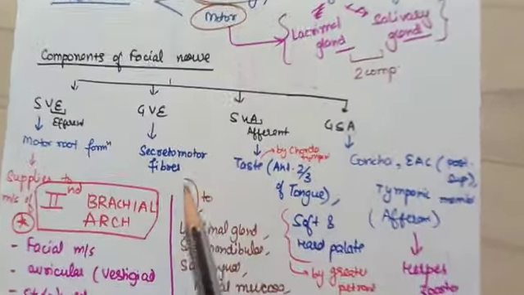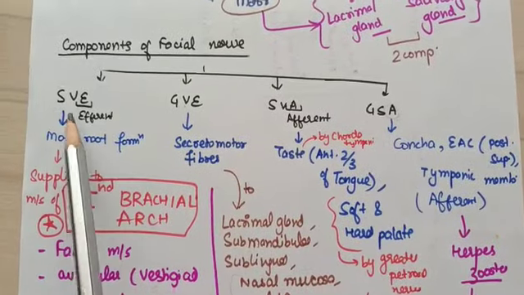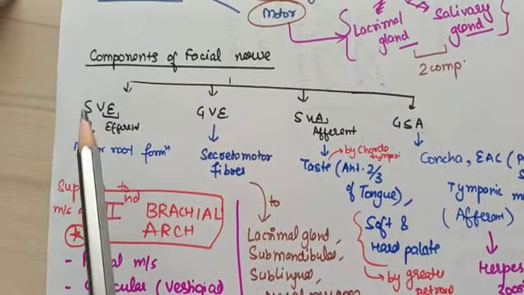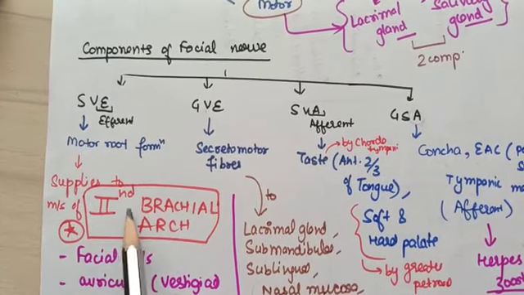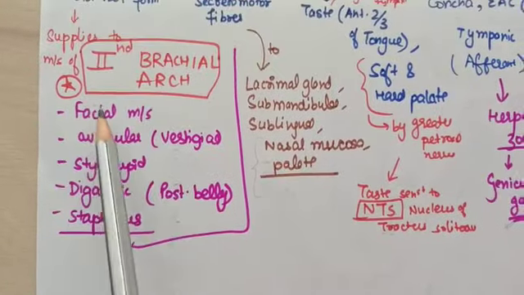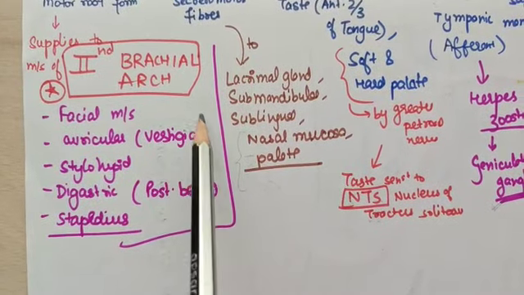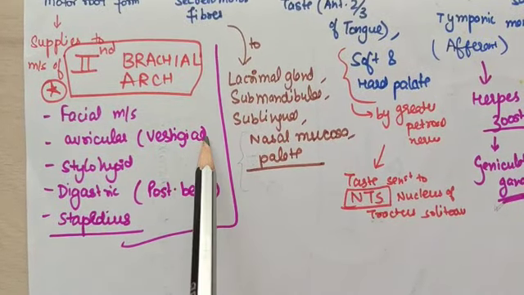Components of the facial nerve. It is also termed as special visceral efferent, which means it is a motor root. Efferent is a part for the motor. It supplies the muscles of the second branchial arch, which are facial muscles and auricular muscles, which are vestigial in nature. It means since human development occurred, they are now non-functional in humans.